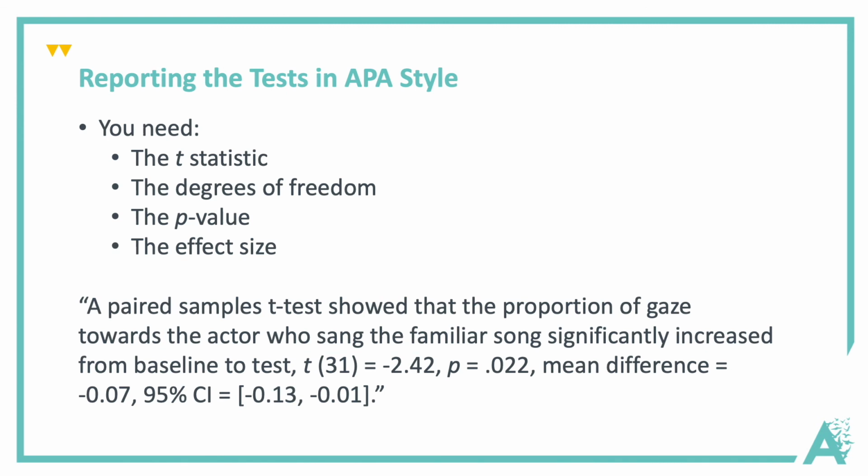To report the results of your paired samples t-test, you will need the t-statistic, the degrees of freedom, the p-value, and your choice of effect size. For example, we could say, a paired samples t-test showed that the proportion of gaze towards the actor who sang the familiar song significantly increased from baseline to test.